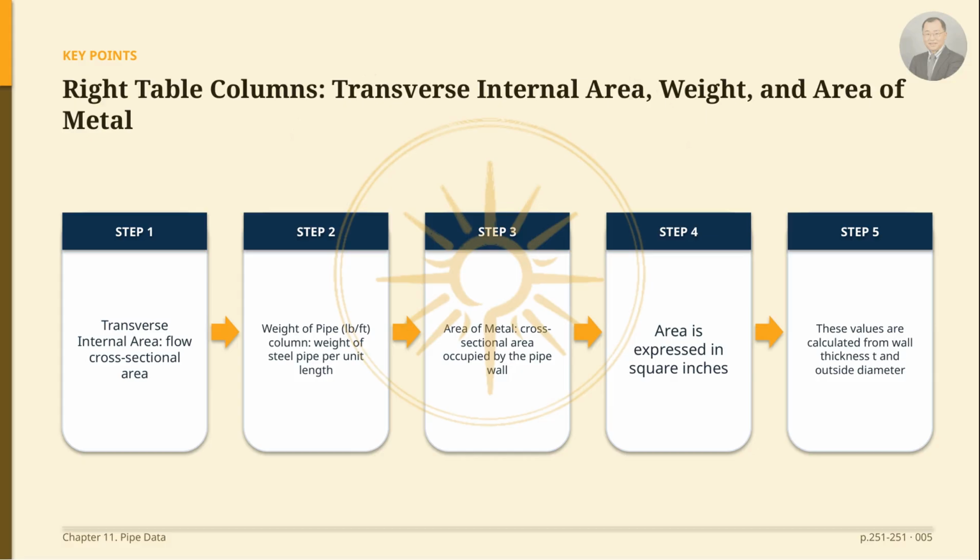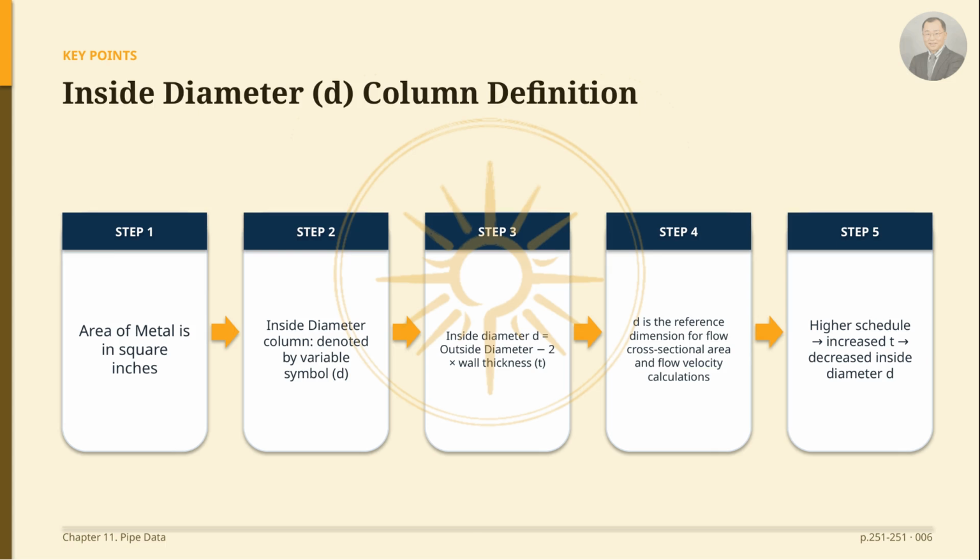The right-hand column group of the table contains area and weight information. The transverse internal area represents the cross-sectional area inside the pipe where the fluid flows, and the pipe weight shows the weight of the steel pipe per foot in lb/foot. The area of metal is the cross-sectional area occupied by the pipe wall, essentially the area of the metal part. Area values are expressed in square inches, and all are calculated from the wall thickness T and outside diameter seen previously.